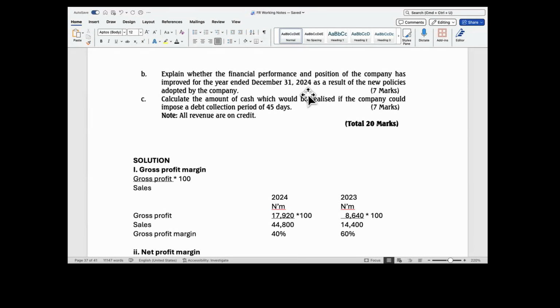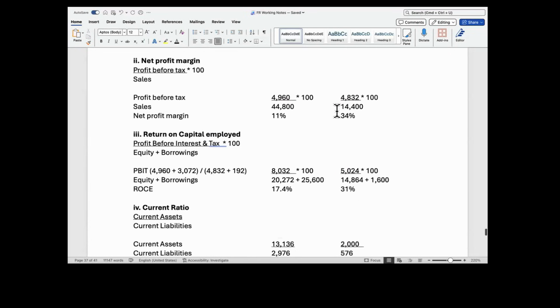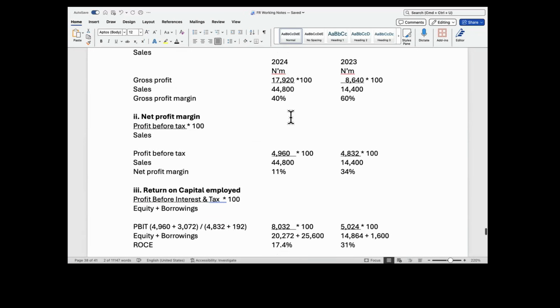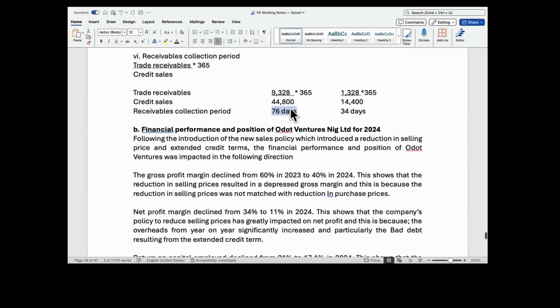So calculate the amount of cash which would be realized if the company could impose a debt collection period of 45 days. As it is, based on our computation here, the debt collection period right now is 76 days. So we are saying that if the debt collection period is 45 days, meaning if we can collect our money earlier, how much more money are we going to have?